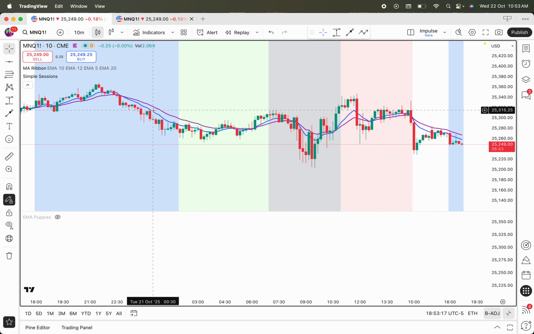You can use whatever EMAs you want, but that's what I define as going long or short, okay? Is blue below purple? I go short. Is blue above purple? I go long. In here, it's all crap. I don't do anything, okay?